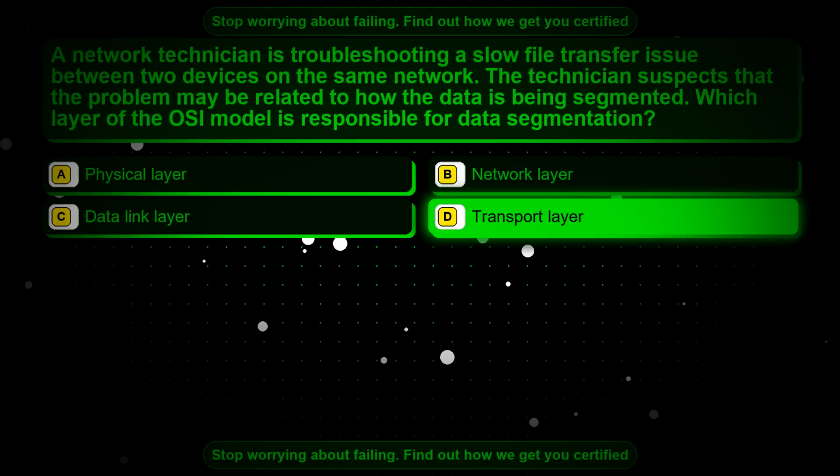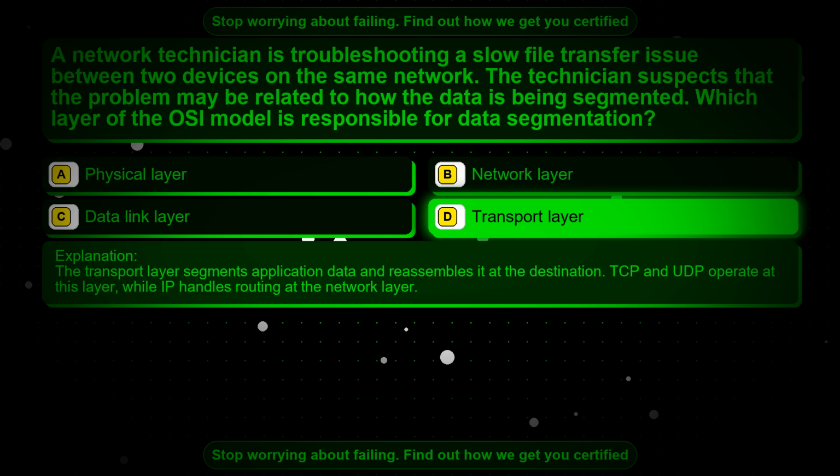The correct answer is option D. Transport layer. The transport layer segments application data and reassembles it at the destination. TCP and UDP operate at this layer, while IP handles routing at the network layer.